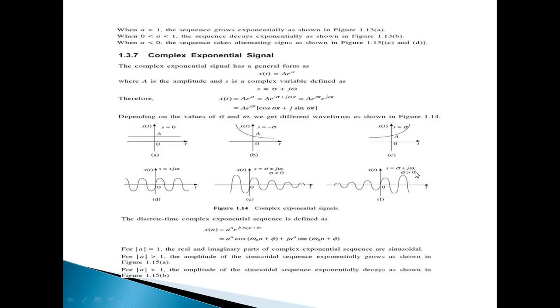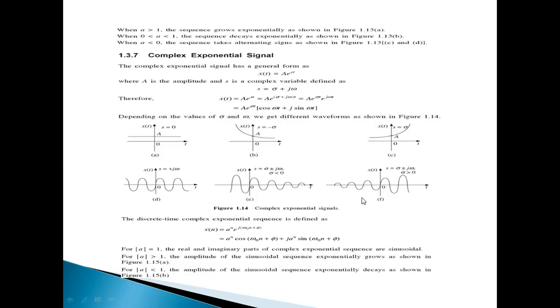And coming to sigma greater than 0, it starts from the negative values, exponentially decaying, means for negative values it increases and goes on decreasing like this. And for positive values, s is equal to plus sigma, and if it is a combination of sigma plus or minus j omega, in that sigma greater than 0, from negative it slowly increases like that.